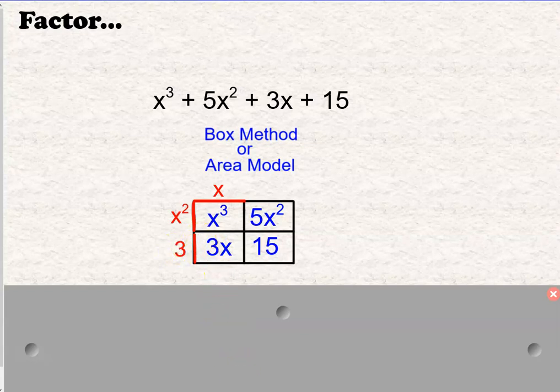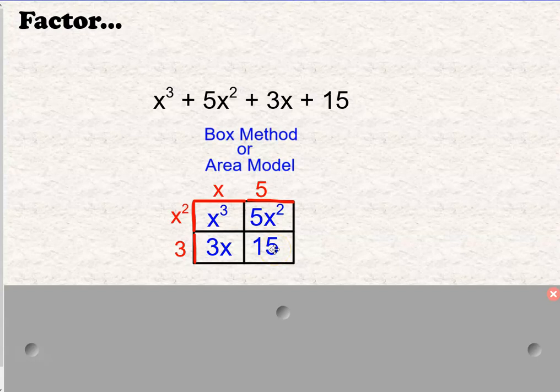So let's keep going. If this length right here is x squared, what does this length right here have to be in order for this little box to have an area of 5x squared? Well, the answer is 5. And finally, if this length is 5 and this length is 3, does this box here have to have an area of 15? It does. So that box provides my check.